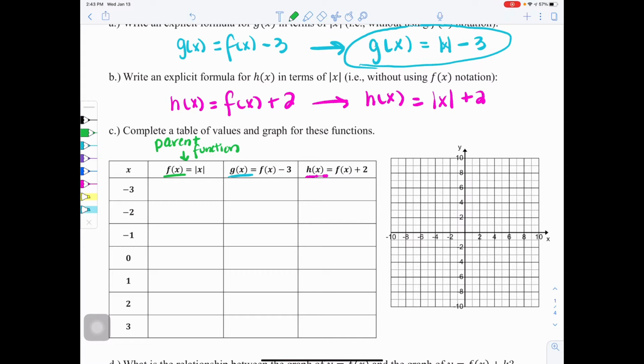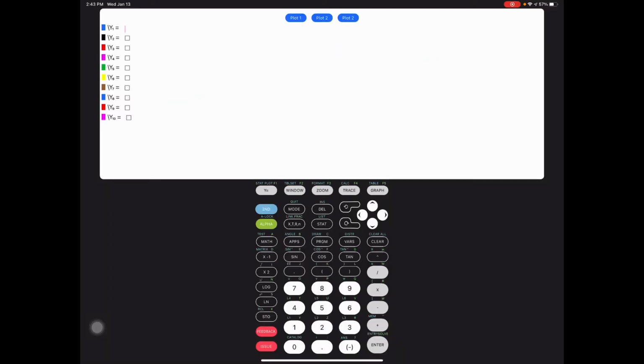Okay, now that we're at the graphing calculator, you can actually enter all 3 of these functions at the same time. So to get the absolute value symbol, you hit math. You're going to hit right over to number and pick choice 1 for absolute value. This one is just the absolute value of x. You can arrow over to the right and then hit enter. The next one, if you recall, was g of x, taking f of x and minusing 3. So the absolute value of x minus 3.